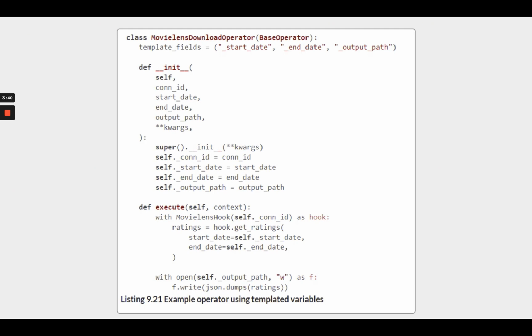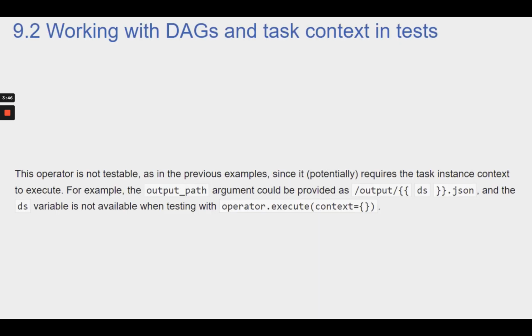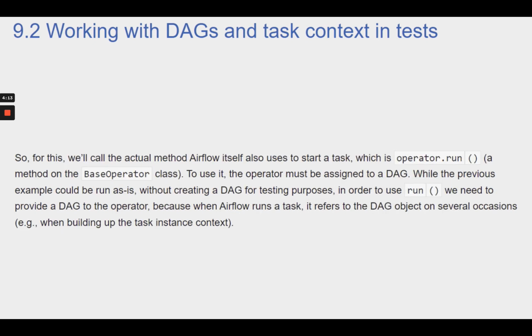Say we implemented an operator that pulls movie ratings between two given dates, which the user can provide via templated variables. This operator is not testable, as in the previous examples, since it potentially requires the task instance context to execute. For example, the output_path argument could be provided as /output/{{ds}}.json, and the ds variable is not available when testing with operator.execute(context={}). So for this, we'll call the actual method Airflow itself also uses to start a task, which is operator.run, a method on the base operator class.